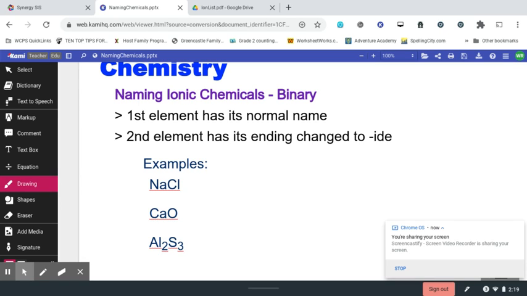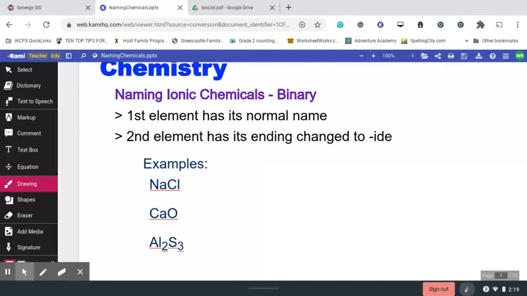Hey guys, I'm going to show you in this presentation how to name binary ionic chemicals. Binary means that they're made of just two particular elements. So as you see here, they are a combination of just two elements. The idea behind naming ionic chemicals of this type is that the first element receives its normal name as it would be written on the periodic table.